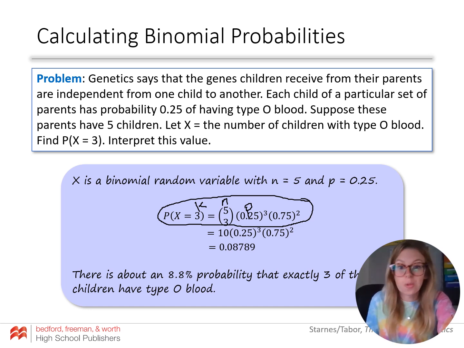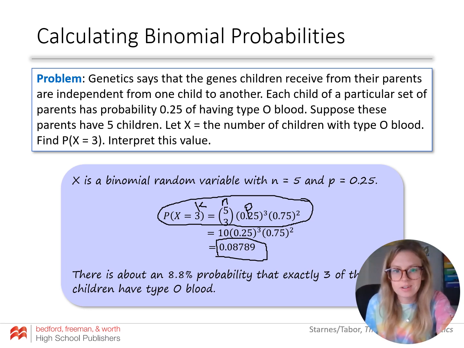Okay, so when they do all the math that we don't feel like doing, we get a probability of 0.08789. So if I were to interpret this, there is about an 8.8% probability that exactly 3 of the 5 children have type O blood. So you're just taking your scenario, they got 5 kids, they're looking for 3, and putting your answer into a sentence.